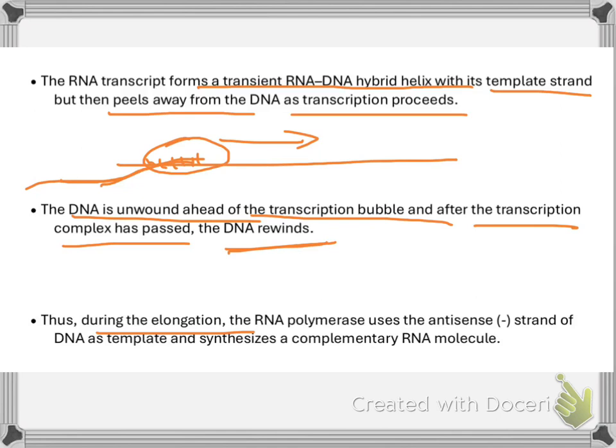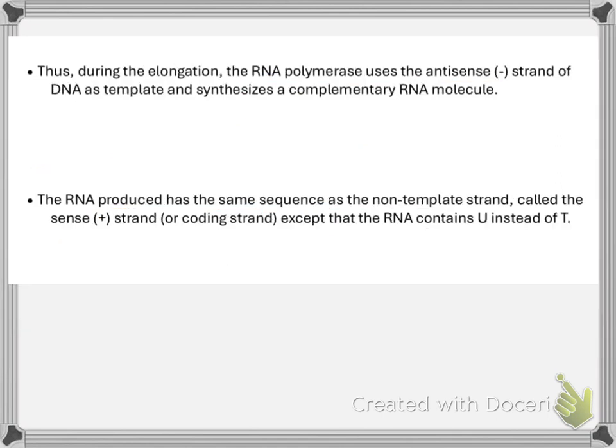Thus, during elongation, the RNA polymerase uses the antisense strand of the DNA as template and synthesizes a complementary RNA molecule, which we will discuss later. The RNA produced has the same sequence as the non-template strand, called the sense strand, except that the RNA contains uracil instead of thymine.